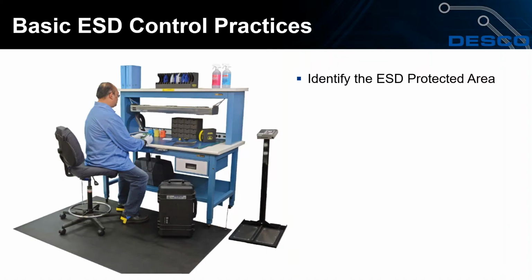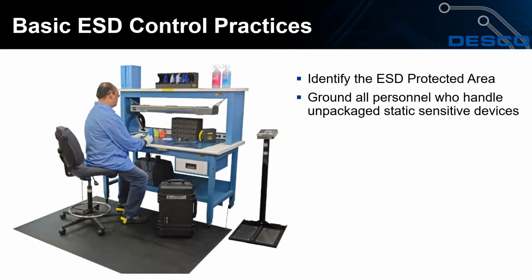So, basics of ESD control practices. The first thing you want to do when creating an ESD control program is to identify the area where your ESD sensitive products are. We call that the EPA, or electrostatic protected area. That could be a single workstation, a whole room, or your whole building. But you need to identify it so you and your employees know where you practice static control.